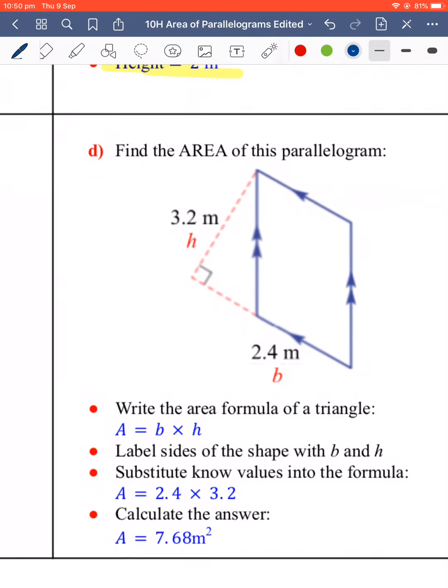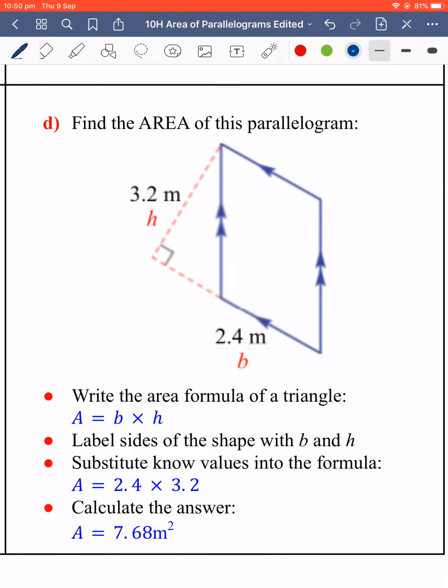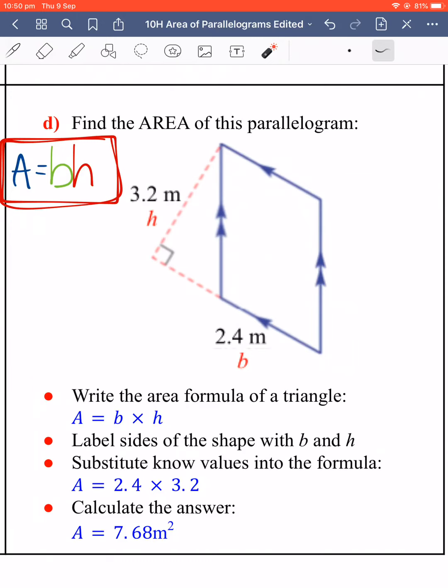Okay, last one. Again, we have the area of a parallelogram. Let's quickly write down our equation first. We have area equals our base multiplied by our height. That is the formula we need to keep in mind. On here, I have my base, which is 2.4, and I have my height, which is 3.2.